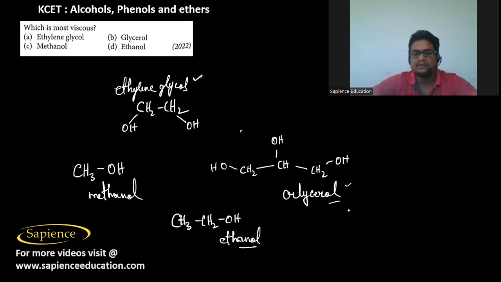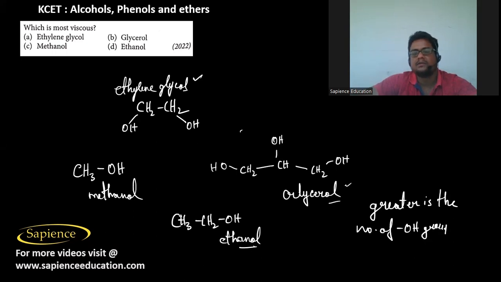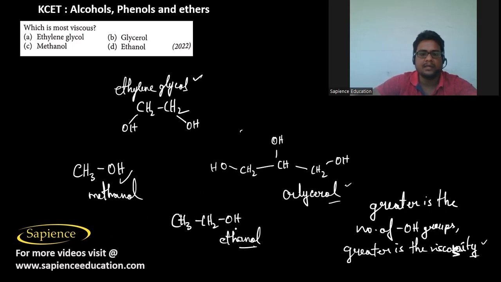So the rule is that greater is the number of hydroxyl groups, greater is the number of OH groups which are attached, greater is the viscosity of that liquid. So here methanol and ethanol have only one OH group, so they are less viscous, and ethylene glycol has two OH groups, so it is more viscous than methanol or ethanol.